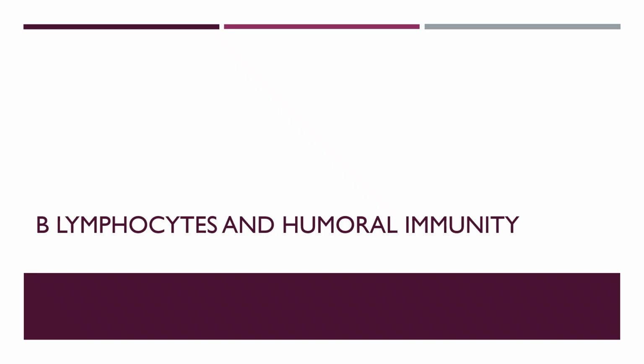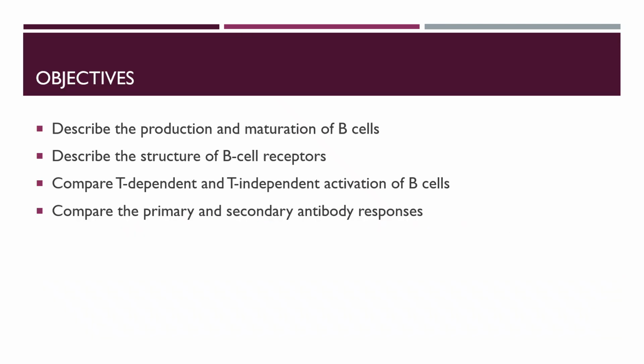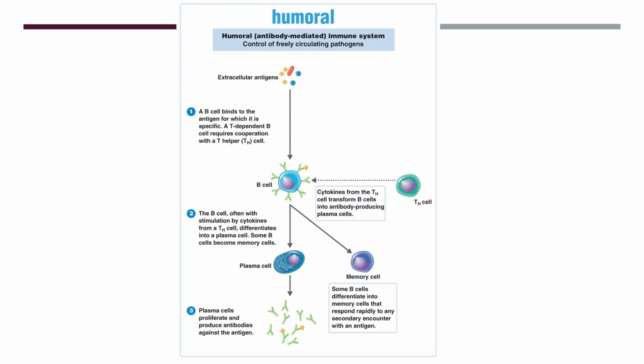So that's how our T cells work. Complicated. It's really complicated. B cells and humoral immunity, let's talk about how they work. And of course, we have our objectives. So this is what we're going to be looking at here, how the B cells do their job. It's a little less complicated.